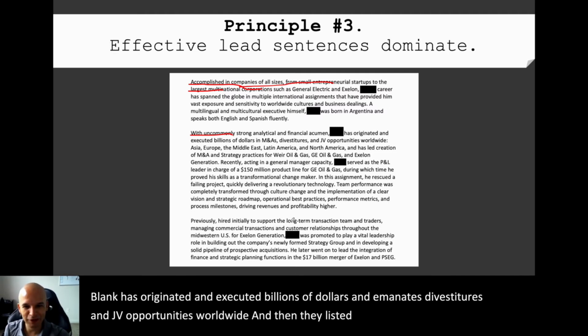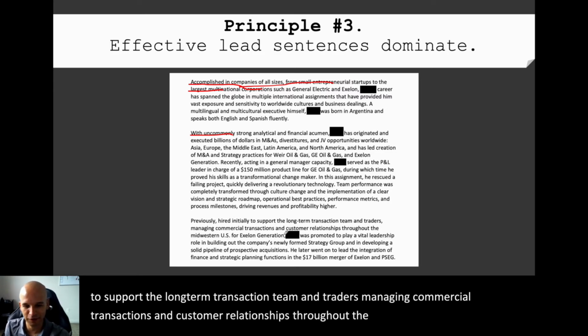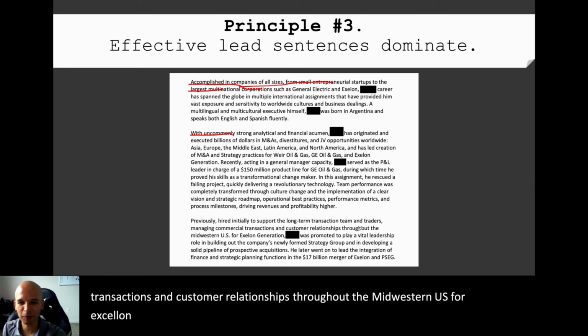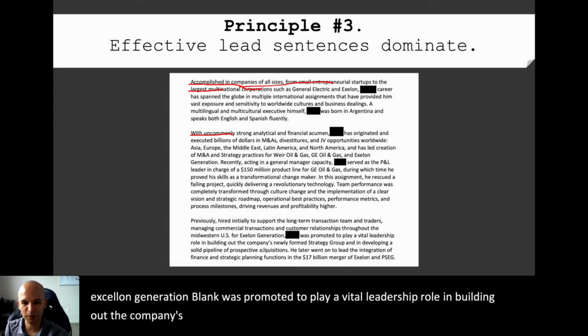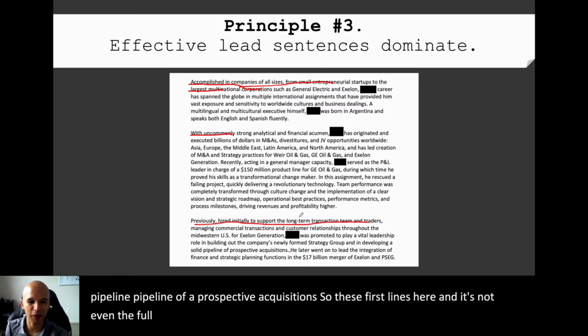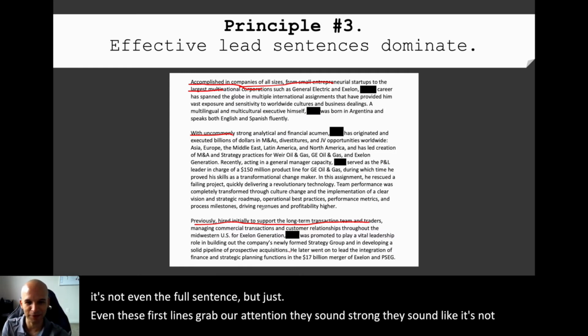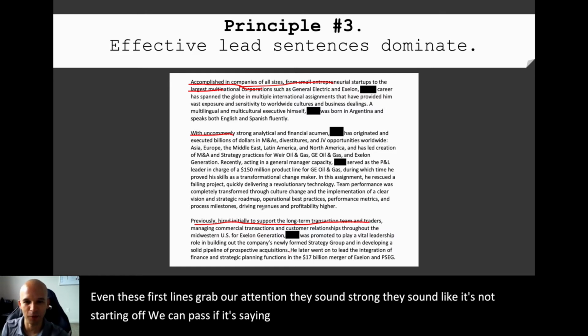"Previously hired initially to support the long-term transaction team and traders managing commercial transactions and customer relationships throughout the Midwestern U.S. for Exelon Generation, blank was promoted to play a vital leadership role in building out the company's newly formed strategy group and in developing a solid pipeline of prospective acquisitions." So these first lines, and it's not even the full sentence, grab our attention. They sound strong. They don't start off weak and passive. It's saying the strongest thing possible about the person.